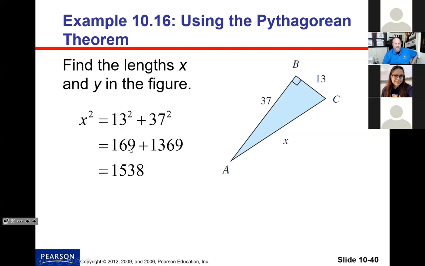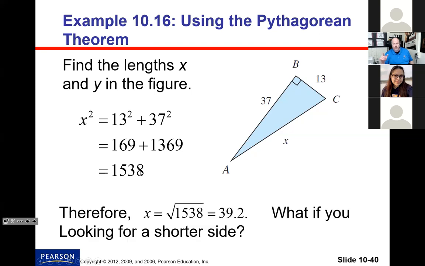So 13 squared is 169, 37 squared is 1369. Add them together and then take the square root, right? So you end up with 39.2. And remember, estimation is also a good thing, and knowing numbers is also a good thing. We know that this X value here is the hypotenuse, so that answer should be bigger than 37 and 13. And it is, in this case, it's 39.2.